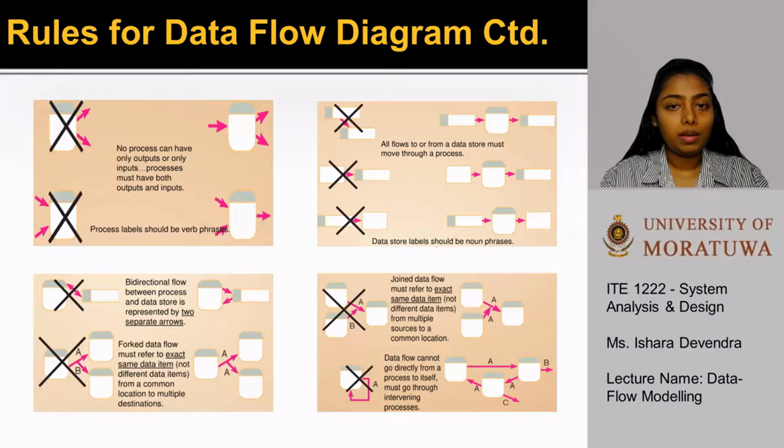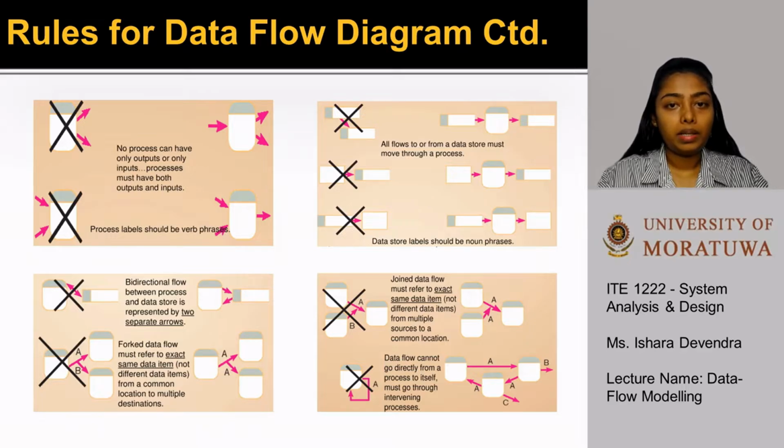Here we'll discuss some rules with the representations. The first image shows a rule: no process can have only outputs or only inputs. It means the processes must have both inputs and outputs, and the process labels should be verb phrases. Next rule is that all flows to or from a data store must move through a process, and data store labels should be noun phrases.